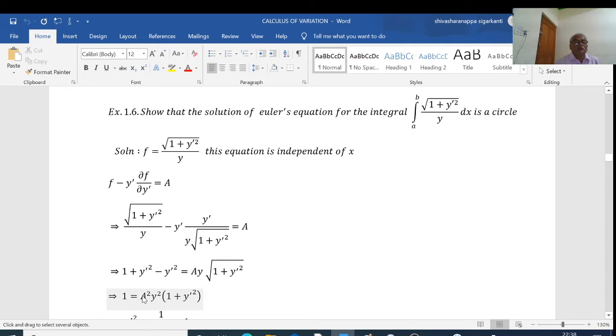1 equal to, and if I square this equation we get, so 1 square is 1 itself, a square y square into 1 plus y dash square.